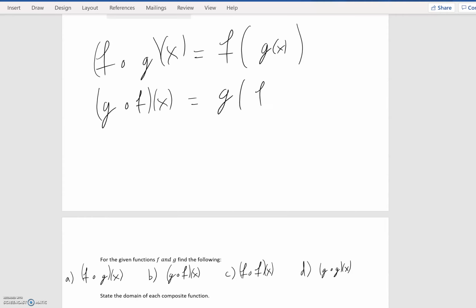If this is brand new to you, you're going to want to write out this additional step here. You need to deal with this innermost evaluation first, and then you will deal with the evaluation of that outside function, whatever that function may be.